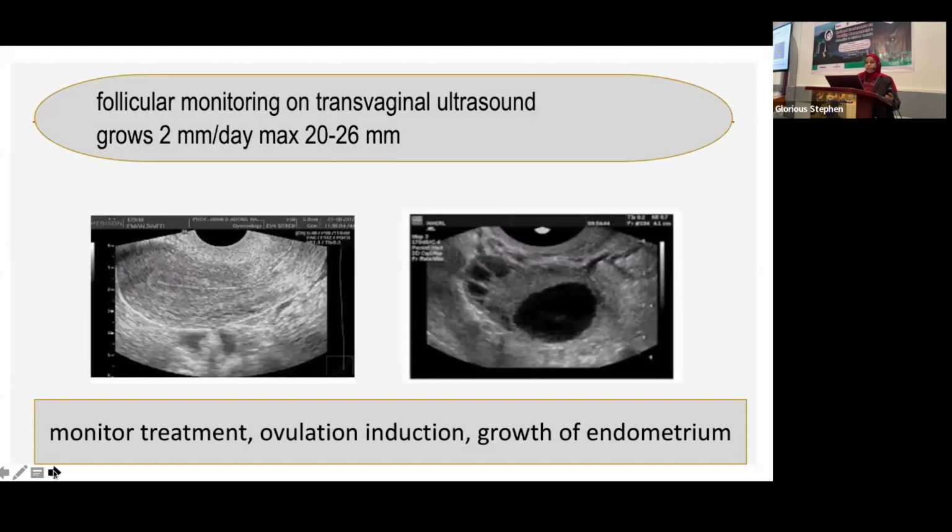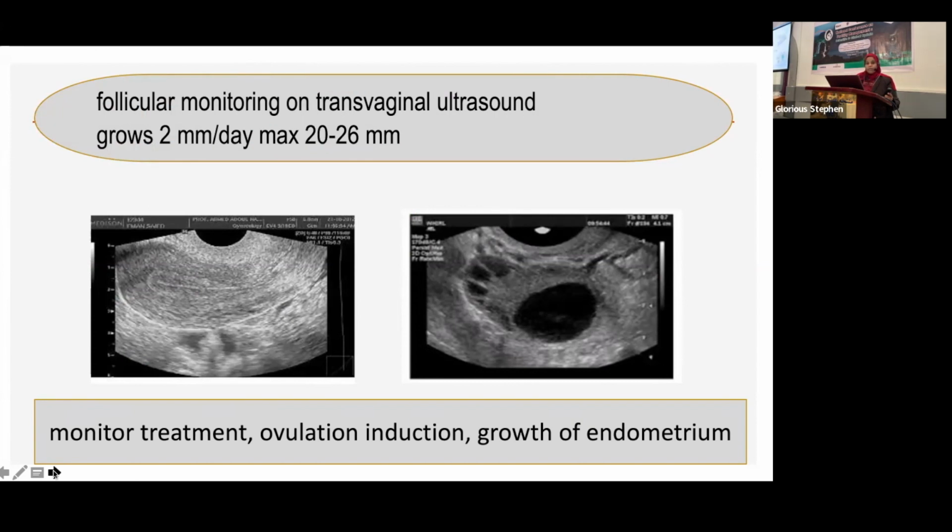For ovulation also, we monitor the follicles with transvaginal scan. Follicular monitoring will be done, and it grows 2 millimeters per day. It reaches 20-26 mm, and also we can see the endometrial thickness. We can use this to monitor the treatment if we are giving ovulation induction, and also to assess the growth of the endometrium.